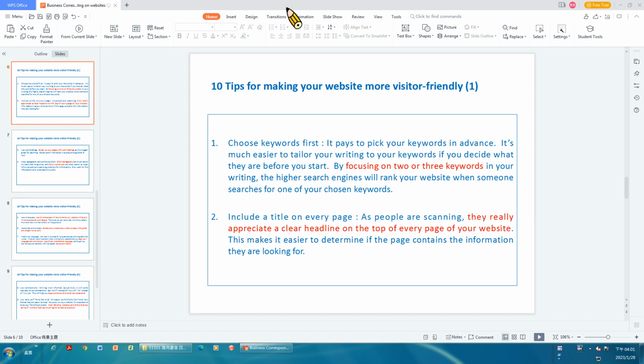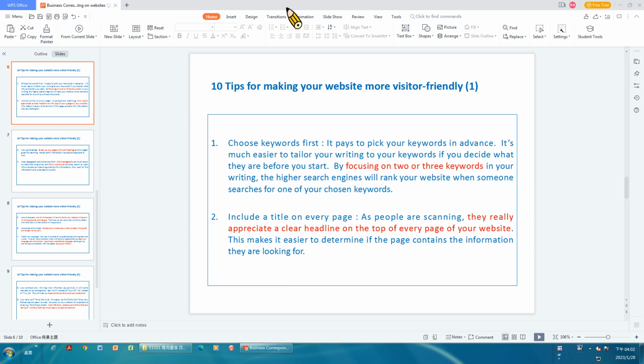Now let's look at the 10 tips for making your website more visitor friendly. Tip number 1. Choose keywords first. It pays to pick your keywords in advance. It's much easier to tailor your writing to your keywords if you decide what they are before you start. By focusing on 2 or 3 keywords in your writing, the higher search engines will rank your website when someone searches for one of your chosen keywords.